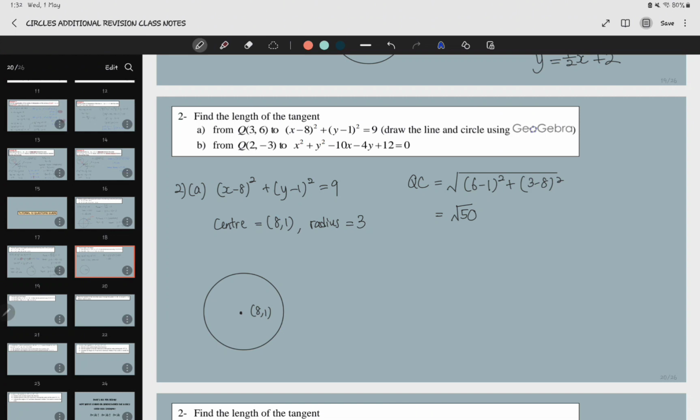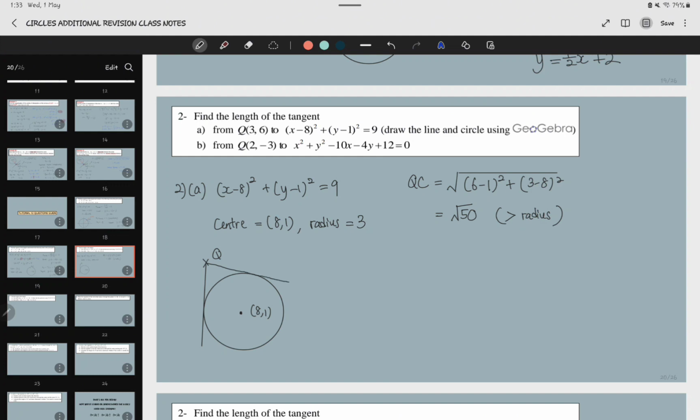Okay, square root 50 is 7.07. It is more than your radius. Your radius is only 3 units, but your QC distance is already 7.07 units. It means Q lies outside your circle. So here is your Q, and from there you can draw the tangents.